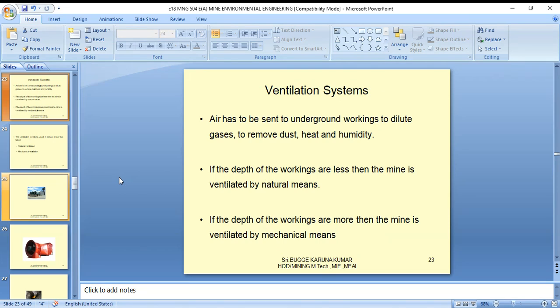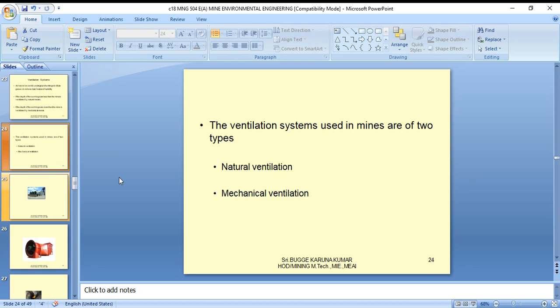Air is sent to the underground workings to dilute gases and to remove dust, heat and humidity. If the depth of the workings is less, the mine is ventilated by natural means. If the depth of the workings is more, the mine is ventilated by mechanical means. So these are the conditions.